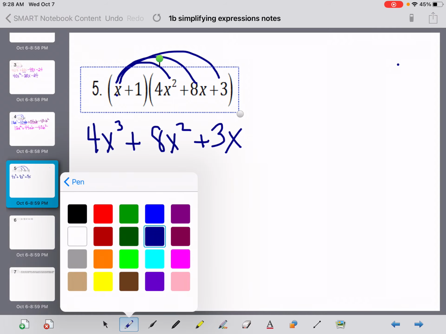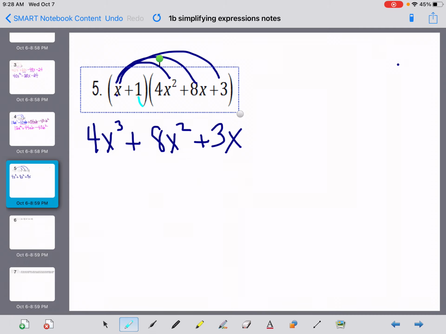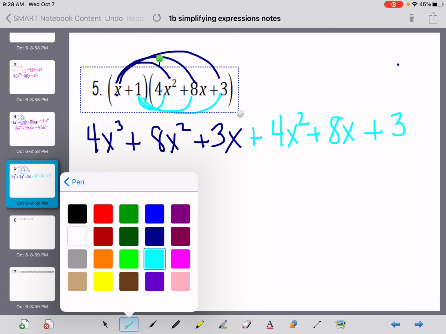But then we're going to distribute again, and it's going to be distributing the 1. And 1 is nice because positive 1 times positive 4x squared is positive 4x squared. Positive 1 times 8x is positive 8x. Positive 1 times positive 3 is positive 3. And now that we've gotten this far, we're going to combine like terms.